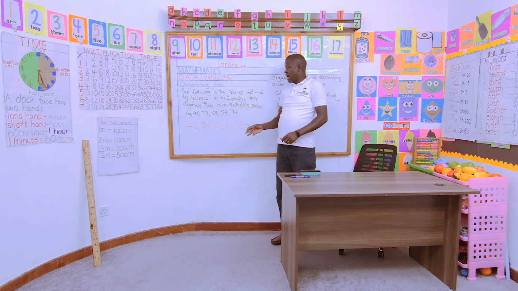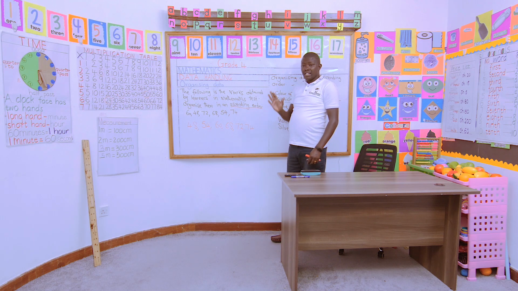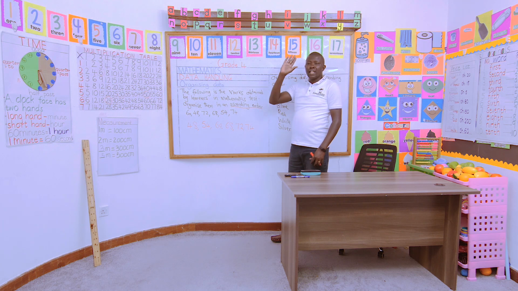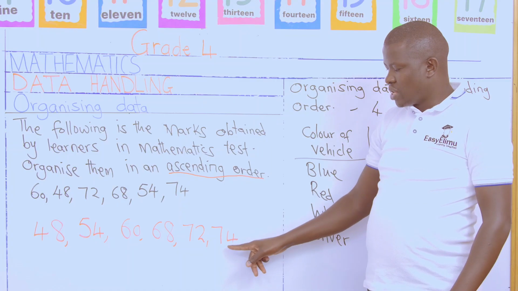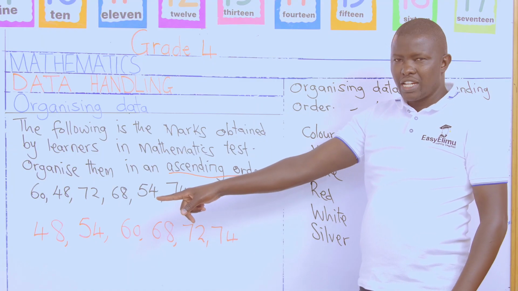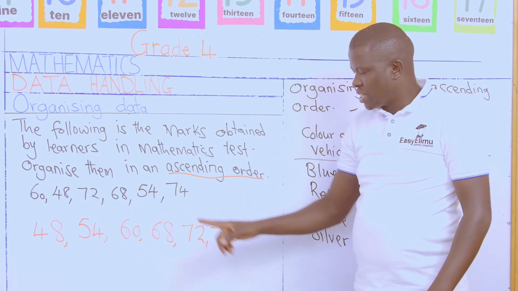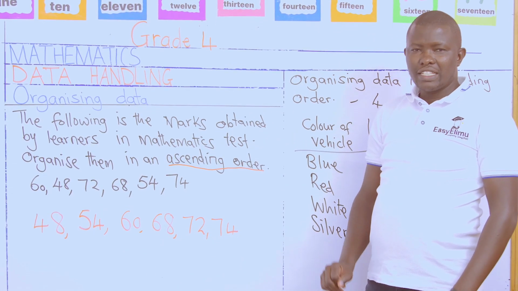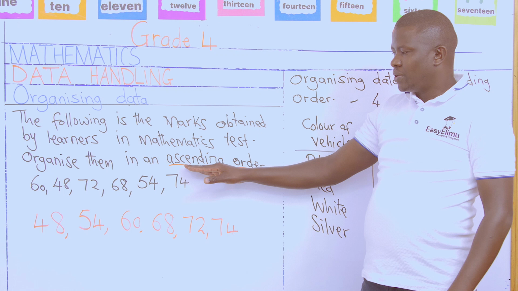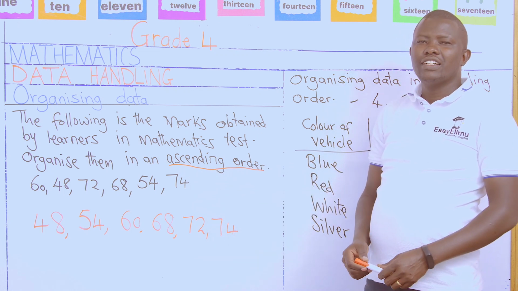If you are asked to arrange the data in a descending order, it means you start from the largest to the smallest. So this now will be the first on the other side, and that one will be the last on this side. That is a descending order. But today, we are arranging it in an ascending order.